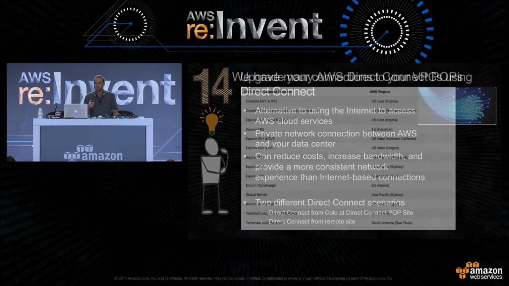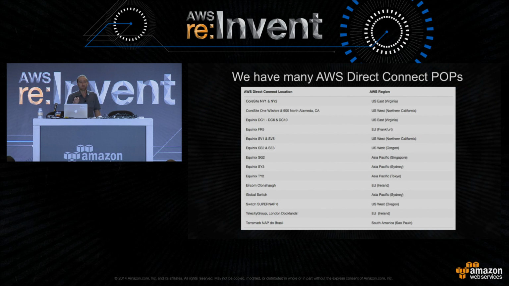So we have many Direct Connect POPs. We just launched Switch SuperNAP 8 in Las Vegas on Monday. And so there are 14 POPs worldwide. Different POPs take you to different primary regions, as you can see on the right. What that means is that's the region where this POP gives you private connectivity to your VPC with a private VLAN that you can extend over that physical circuit to the particular VPC or VPCs in your region.